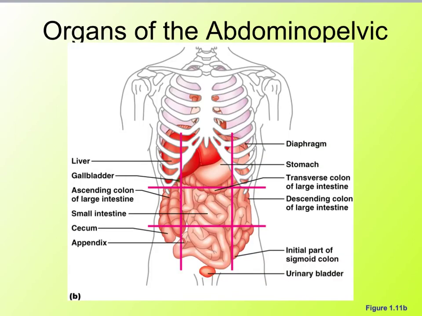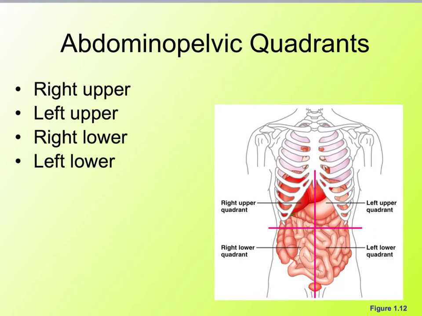So here you see the organs of the abdominopelvic region and what quadrant of the abdominopelvic region they lie in. This helps doctors localize exactly what portion of the abdomen they're talking about and then what organs might be affected with maybe an injury or a disease. And then here it's categorized into larger quadrants, the right and left upper quadrants, and right and left lower quadrants.